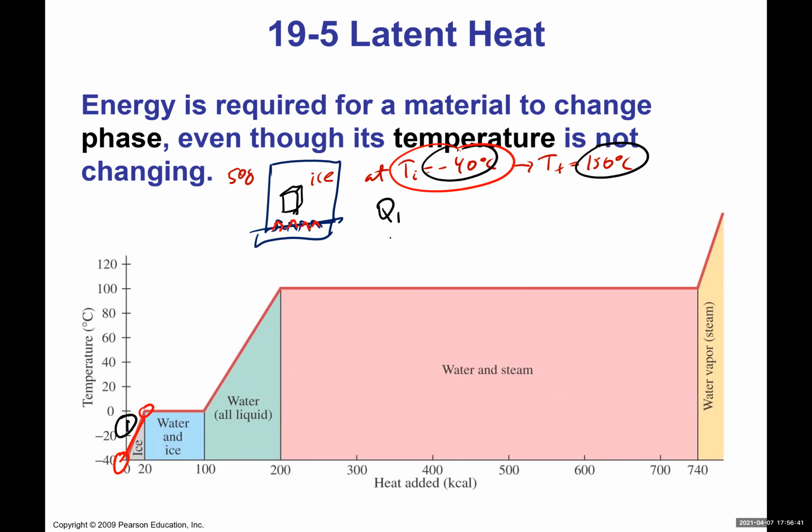For segment 1, this is going to be Q1. This will be the amount of energy that will take the ice cube at negative 40 degrees Celsius all the way to 0 degrees. So this will be mass of ice, specific heat of ice, times 0 minus negative 40. This will be the energy required for stage 1, taking the ice from negative 40 to 0. That means right here I have ice at 0 degrees Celsius.